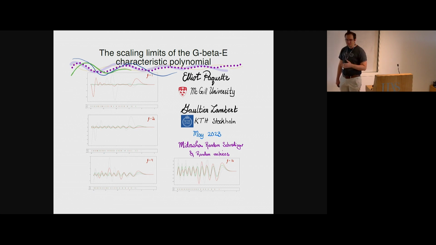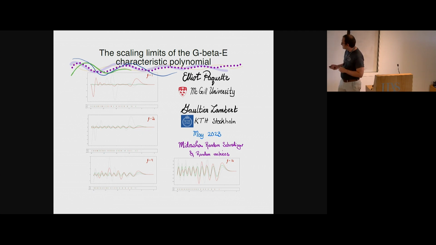Of the scaling limit. So yeah, thank you for the opportunity to be here, and thank you to the organizers for putting it together. And so I'm going to talk to you about the scaling limits of the G beta E characteristic polynomial. So I'm really going to take the characteristic polynomial as it appeared in the previous talk and a couple other times, and I want to give you a probabilistic description of what it is, and it's going to be just for this G beta E characteristic polynomial.